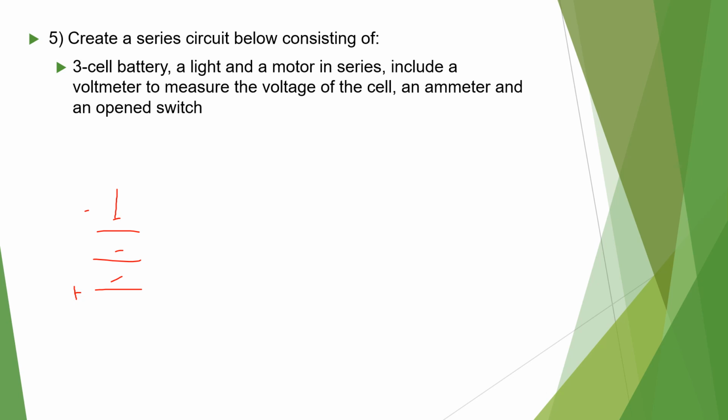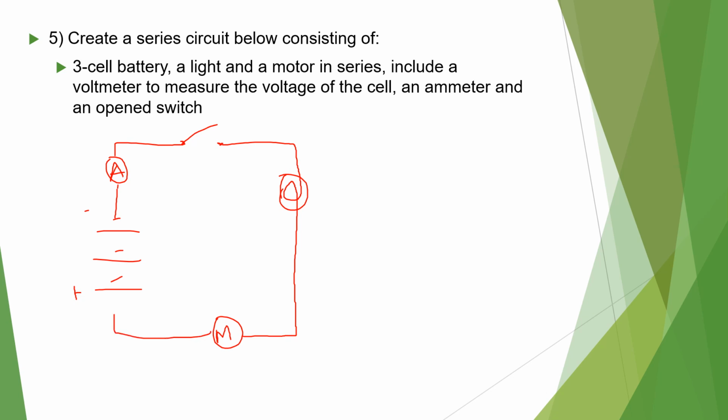Okay, so it's important to measure the current right after the electrical source. So I'm going to add the ammeter in first. Okay, I'm going to come up. Now I'm going to add my open switch. Okay, and now we need a light and a motor in series. So I'm going to come down, I'm going to do my light here, and do my motor here. It's a circle. Then I'm going to come back to my positive terminal, and now I just need to add in the voltmeter, which we add in across the battery like that.